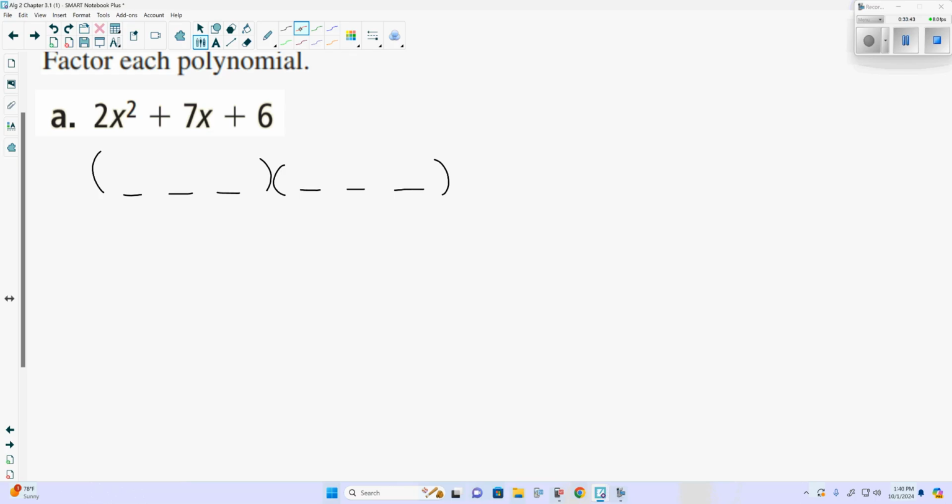2 sets of parentheses with 3 spaces. Third step, define the sign. If the third term is positive, the signs are the same and match the sign of the middle term. If the third term is negative, the signs are opposite. Well, the sign for our third term is positive. So the signs are going to be the same, and they match the sign of the middle term, which is also positive. So we have plus and plus.